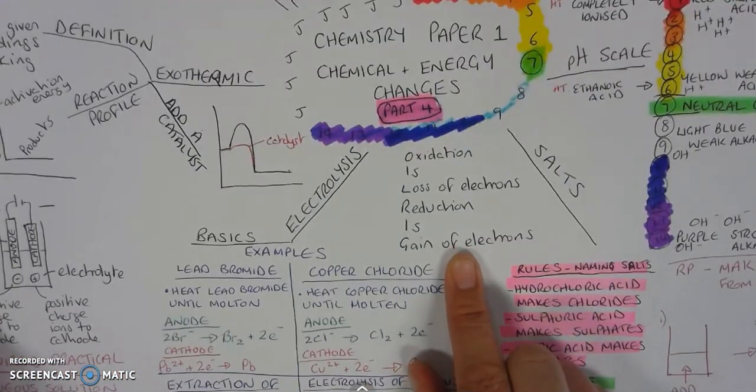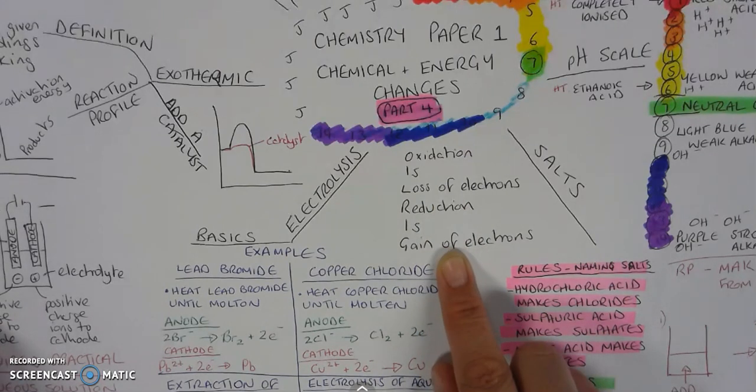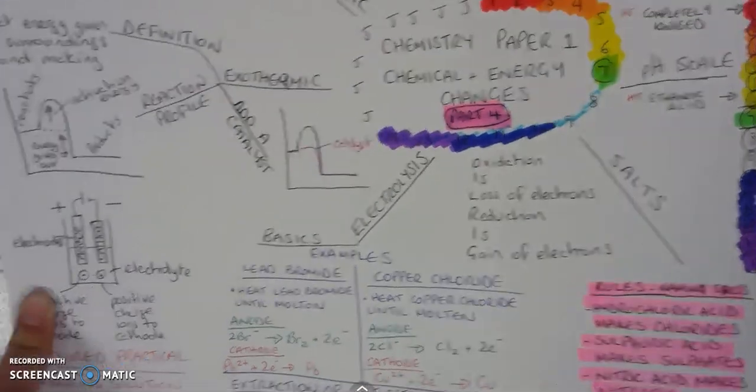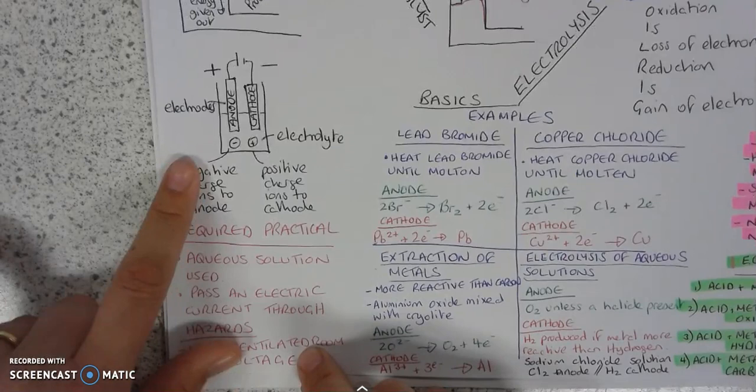Oxidation is loss of electrons. So the anode is carrying out oxidation. The cathode is carrying out reduction because it's gaining electrons. And the copper actually collects around the cathode, so you've got pure copper.